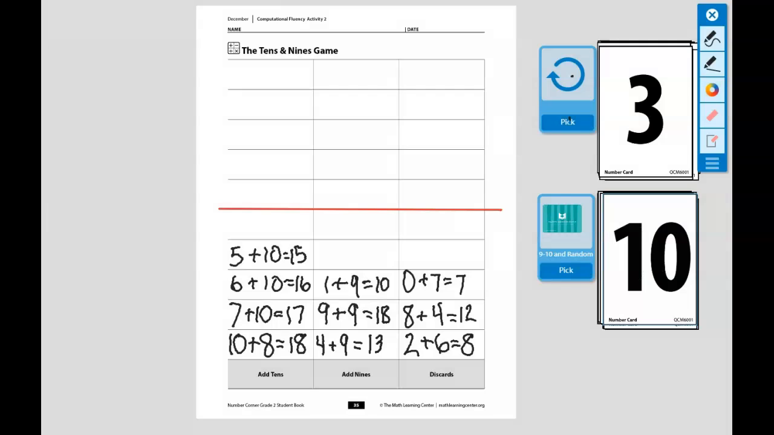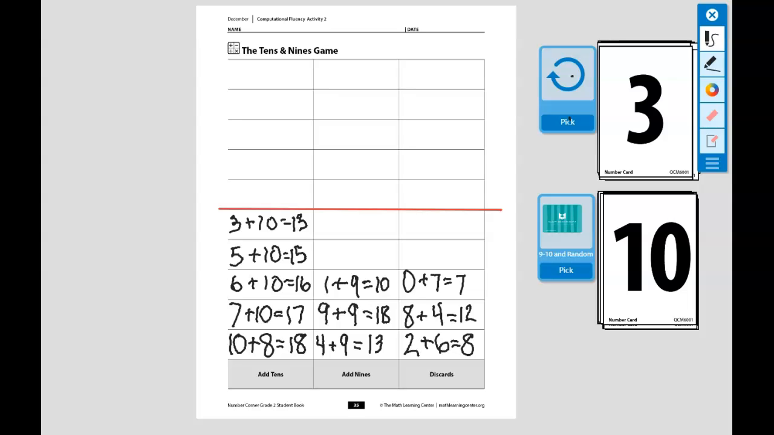3 and 10. Where should it go? It goes into our add tens. Let's write it in there. 3 plus 10 equals, well, we know we just put our 3 into that ones place to make it 13. Write that in your student books. And what does that mean, second grade friends? We won the game. Great work playing this game with me today.